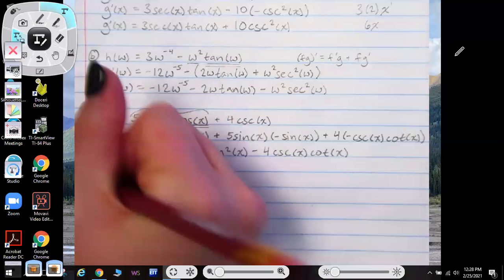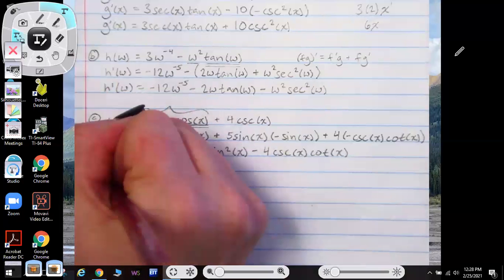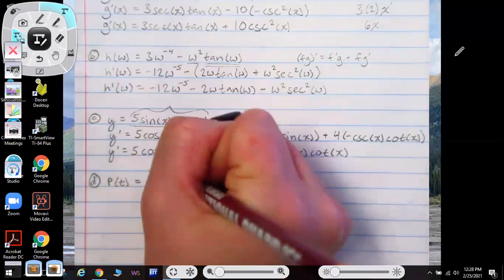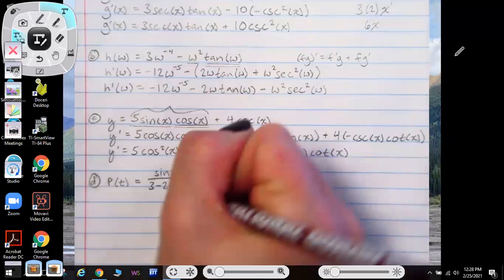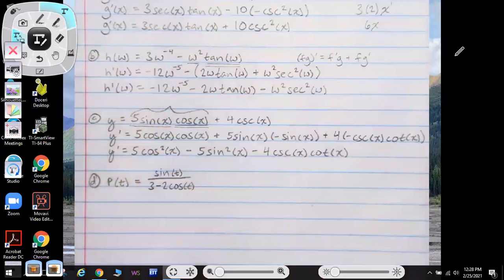Last part to example 1, part D. P of t equals sine of t over 3 minus 2 cosine of t. So now we have two functions that are being divided. We'll have to use the quotient rule to take the derivative.